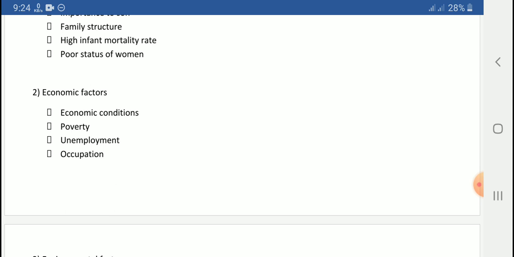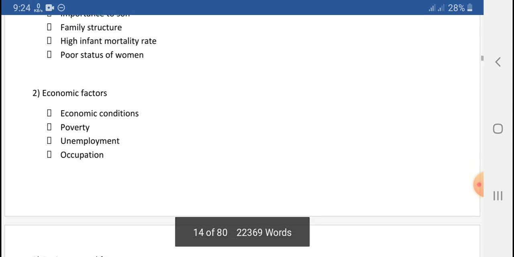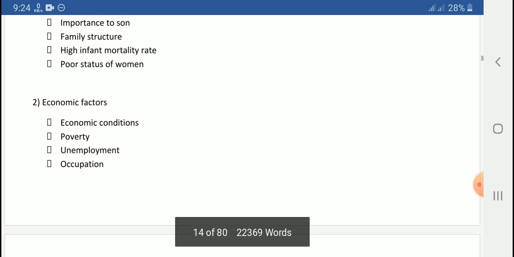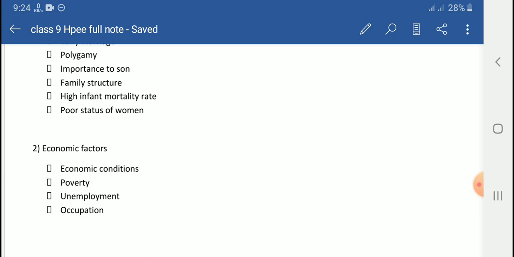High infant mortality rate also increases fertility, because when there is a high infant mortality rate, the couples may not be sure that their child will survive, isn't it? So they give birth to more children, thinking that if some die, the rest will survive, and they will be their support in old age as well. This is the reason why high infant mortality rate also helps to increase the population.